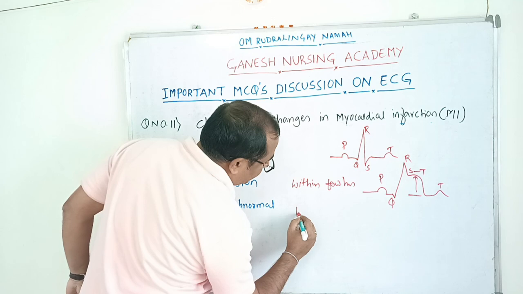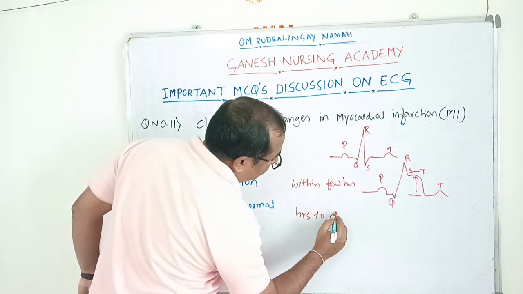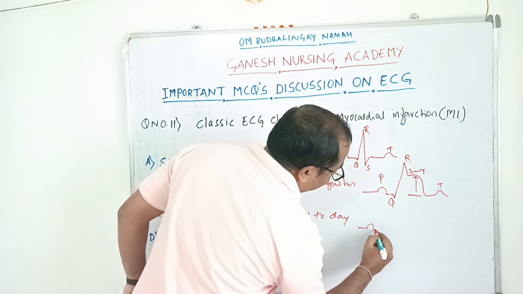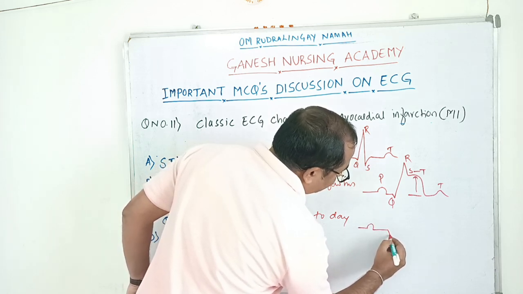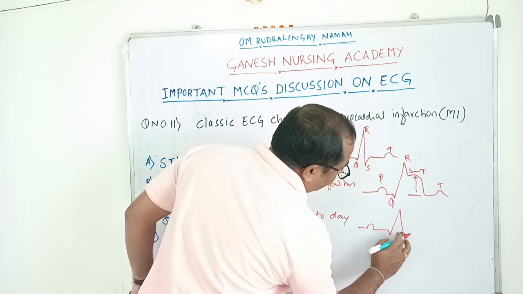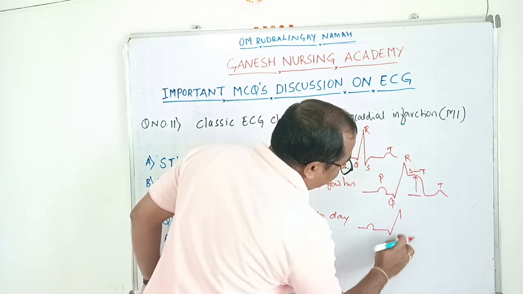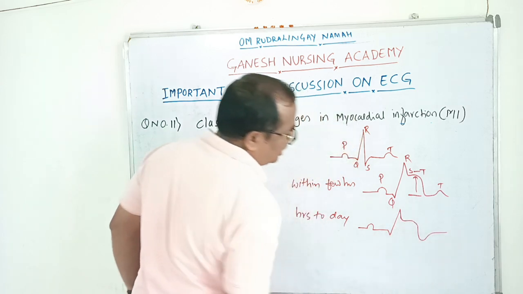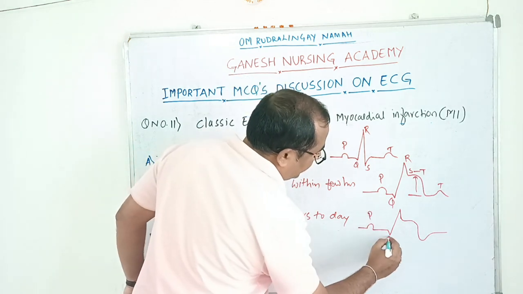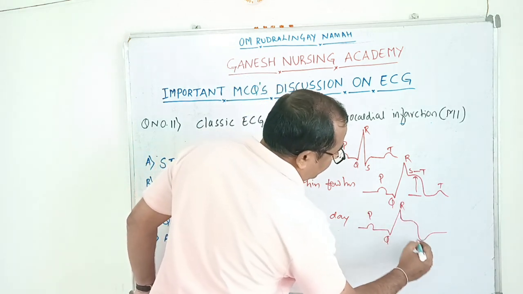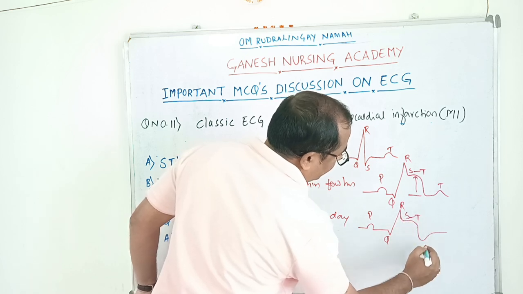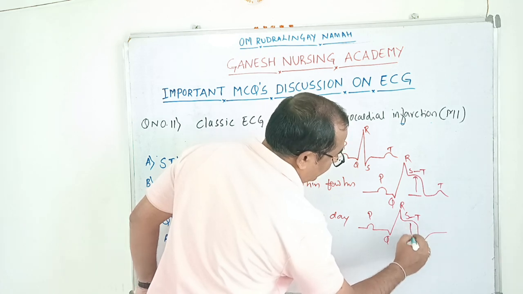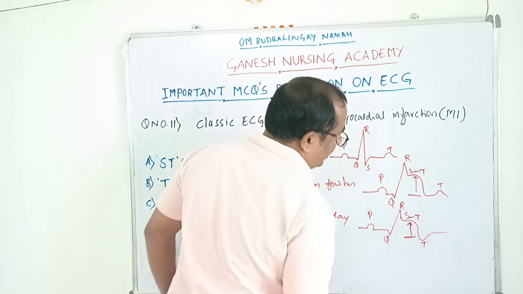From hours to day, what are the changes? The P wave will be there, then the Q wave begins to appear, then R, and the ST segment will remain elevated. After that there will be T wave inversion, okay. ST segment elevation and T wave inversion. P, Q, R, ST segment here, and this is the T wave. The ST segment is elevated here, and the T wave has been inverted.